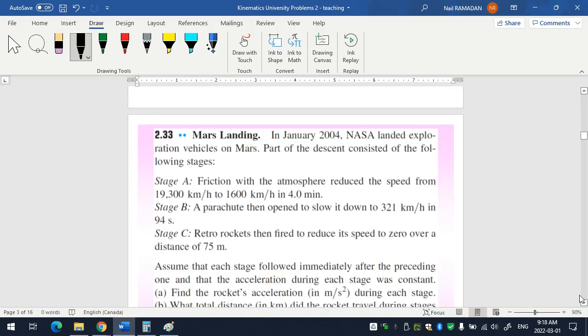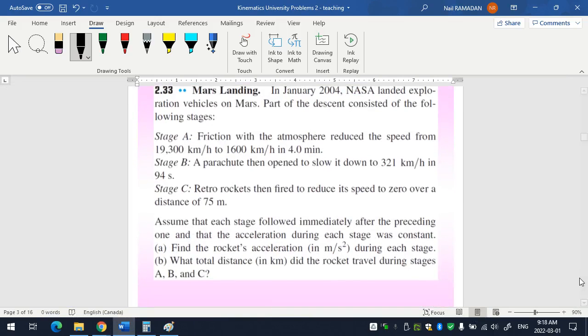Okay. This is an elaborate problem. Why? It's multiple stages. So, Mars landing. In January 2004, NASA landed an exploration vehicle on Mars, part of the descent. What does descent mean? When something descends, what does that mean physically? It's going down. What's the opposite of descent? Ascent. Ascent, descent. So part of the descent consisted of the following stages.